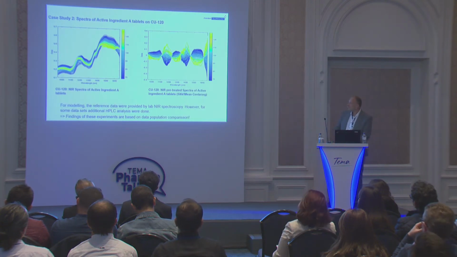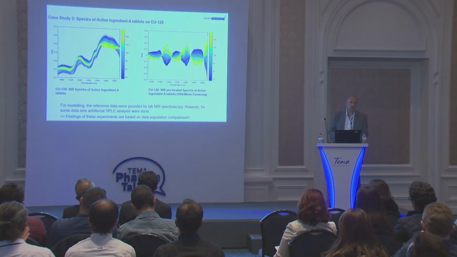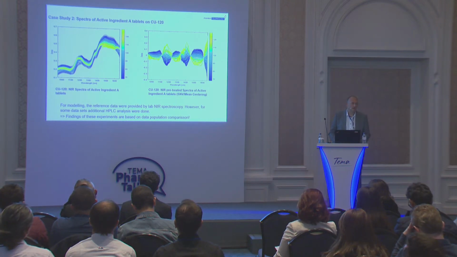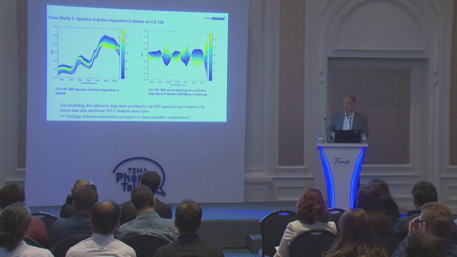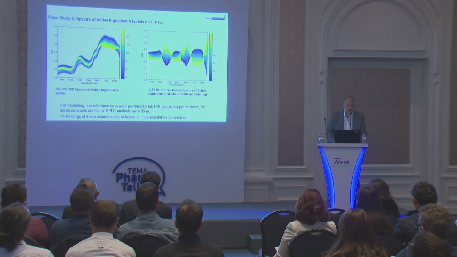For NIR, we took also tablets with different API content. Here we do not really have much access to HPLC data. So the reference analysis data were provided by a lab spectrometer. So we have to take these results from the lab spectrometer, and with these results we have to calibrate our NIR. It means we might have the prediction error of the reference method plus ours. Just so that you have this in mind.